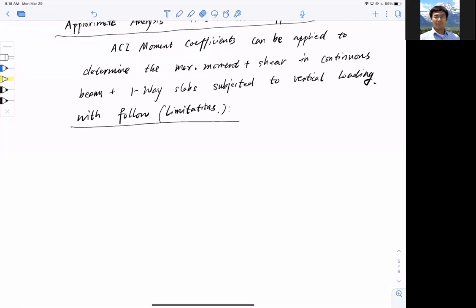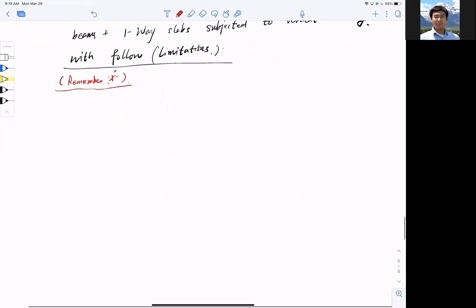First one, let me use a different color. Sorry, folks. These I need you to remember. Let me put an asterisk mark here. Remember, as some wise guy says, this will show up in the exam. So first, it has to be 2 or more spans. I want to use a simplified drawing. So this is 1 span, this is 2 spans, and continuous. 2 or more spans.